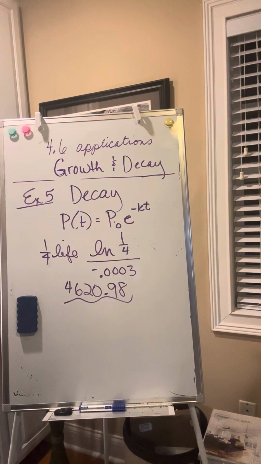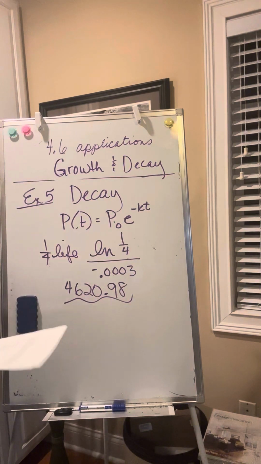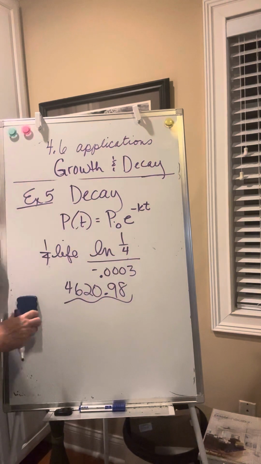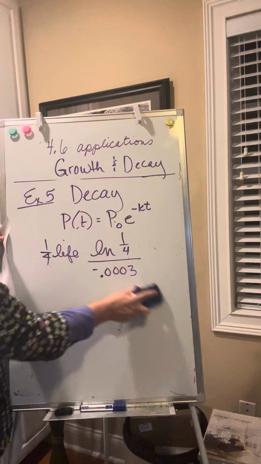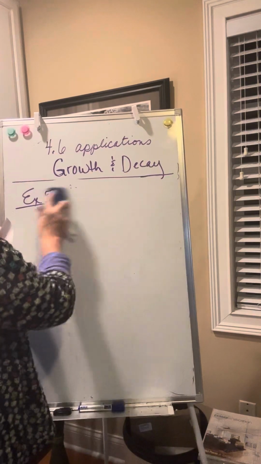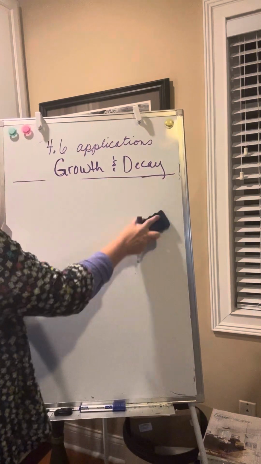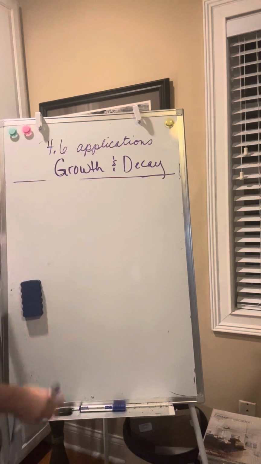All right, last application. I think I'll come in on the next video and we're going to talk about carbon dating and how that formula can help us find how old something is based on the carbon found in a substance. So that's up in the next video.